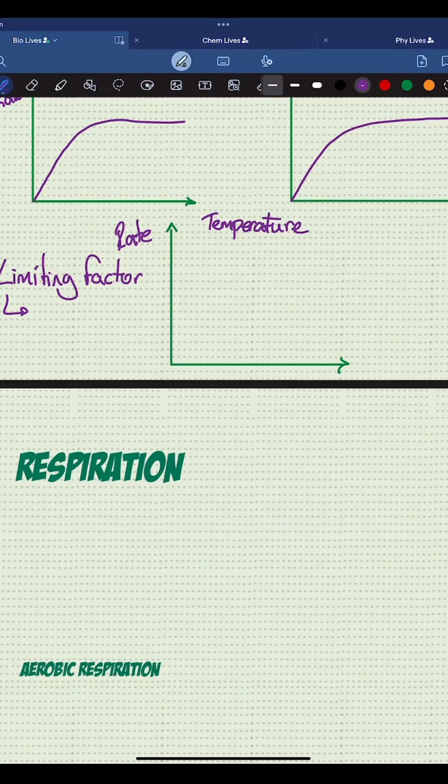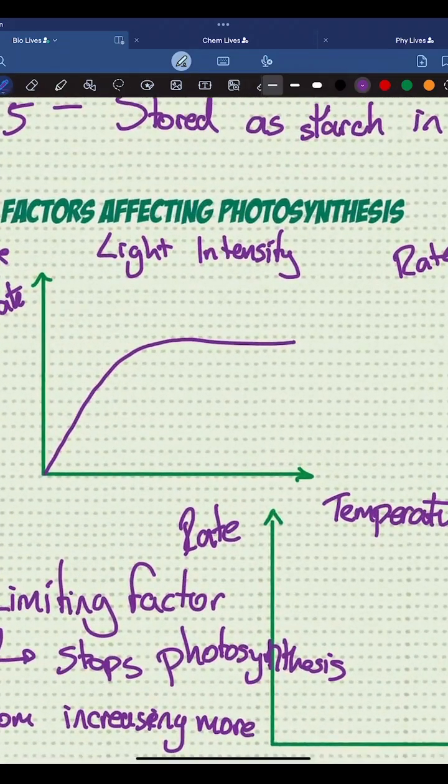A limiting factor is something that stops photosynthesis from increasing anymore. Thank you, Nav. Something that stops photosynthesis, I'm going over my graph here, from increasing more. Okay, so in this first graph, this is a graph of rate against light intensity. What would be limiting it? So at this point here, why does it plateau? Because light intensity is increasing. Remember, the x-axis here is light intensity. So that is increasing. So what's stopping it from increasing anymore?